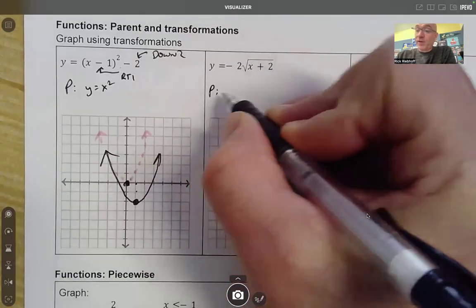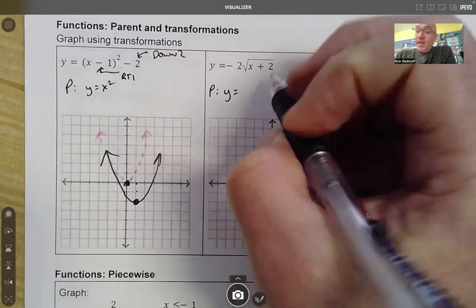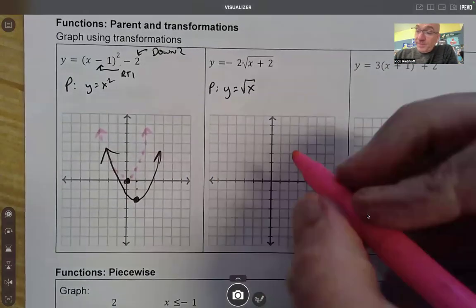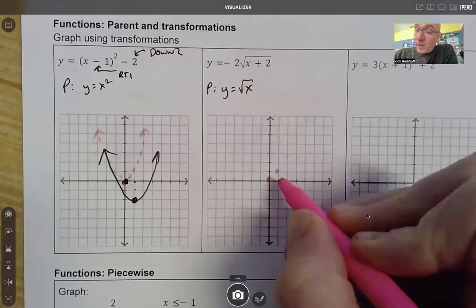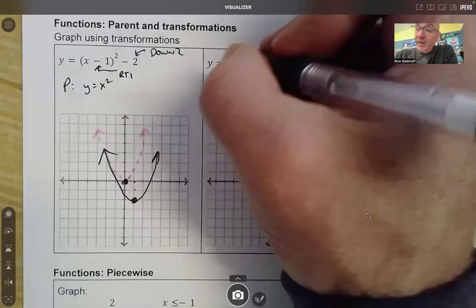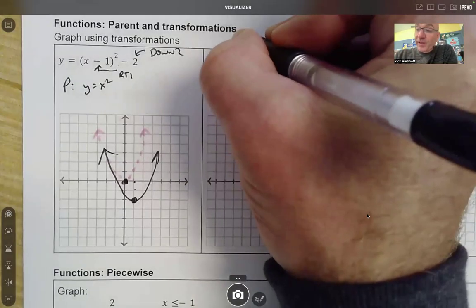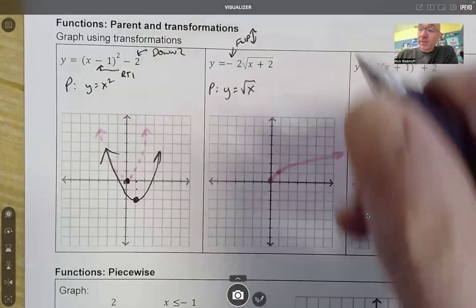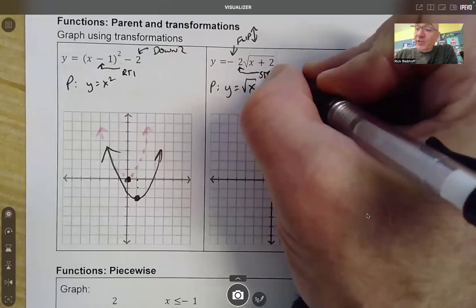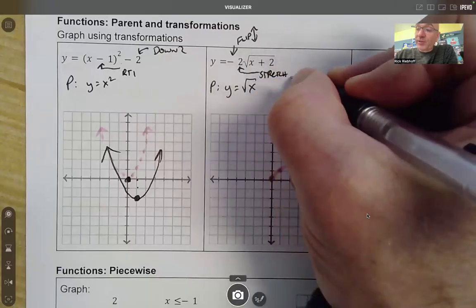All right. Again, so find the parent function, y equals square root of x, right? Square root of x starts at the origin, goes through 1, 1, and then goes something like that. So that's the parent function right there. And what are we going to do with it? This is going to flip it up and down. Okay. This 2 here is going to stretch it by 2.